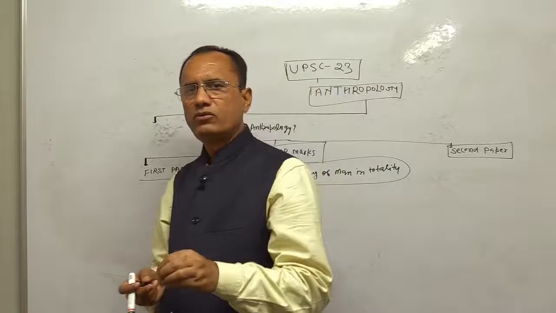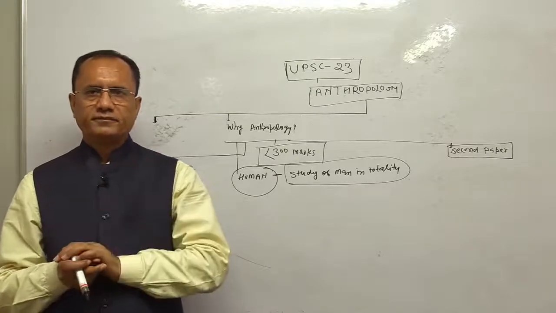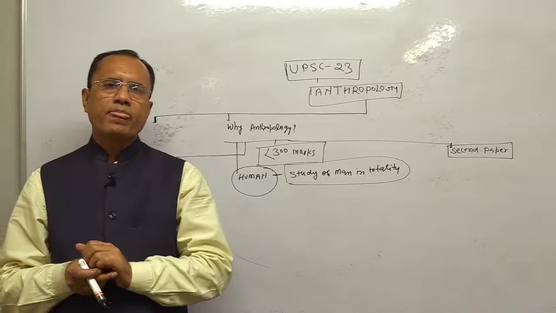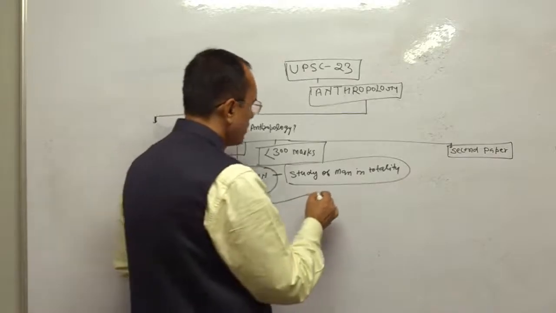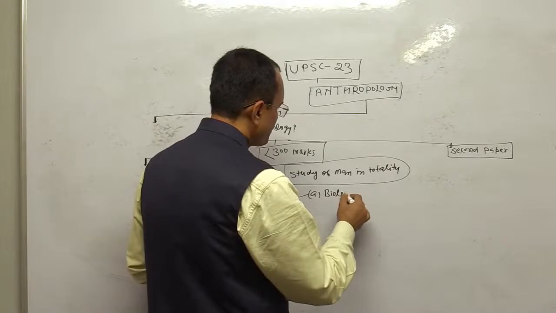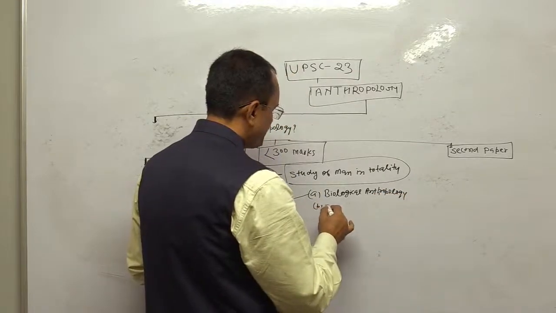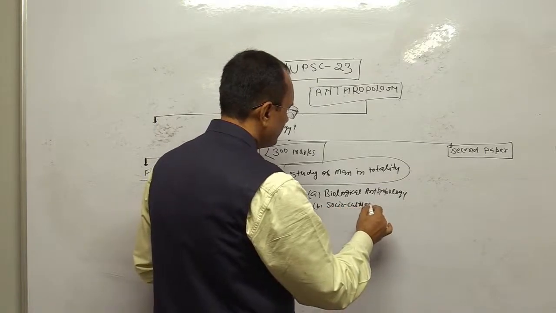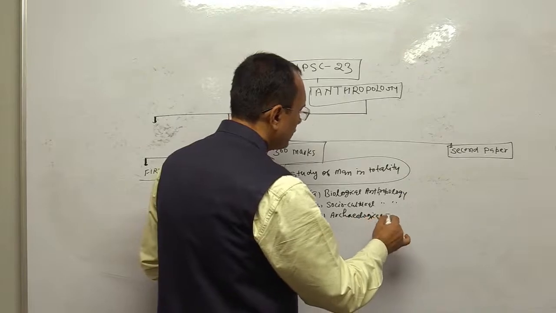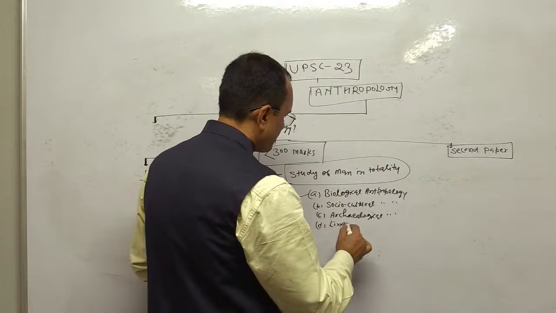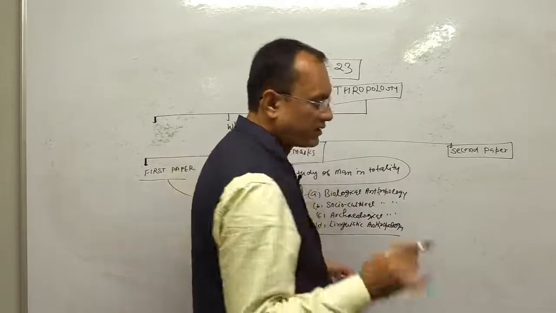So the first thing is that you have to study your syllabus very carefully, very seriously, very smartly. And when you look at your syllabus, in the first paper we study the general introduction of anthropology, and also four important branches. First is biological anthropology, right? Second is socio-cultural anthropology. Third is archaeological anthropology. And fourth is linguistic anthropology, right? These are the important branches of anthropology mentioned in our syllabus.